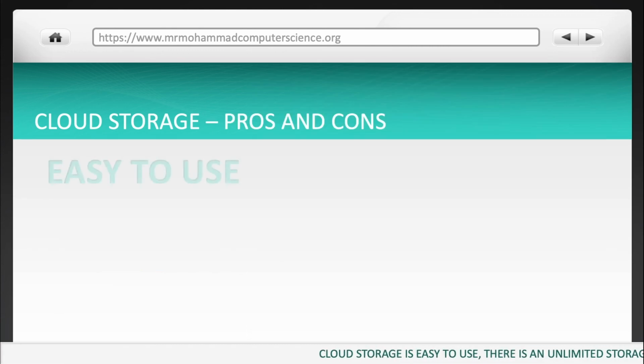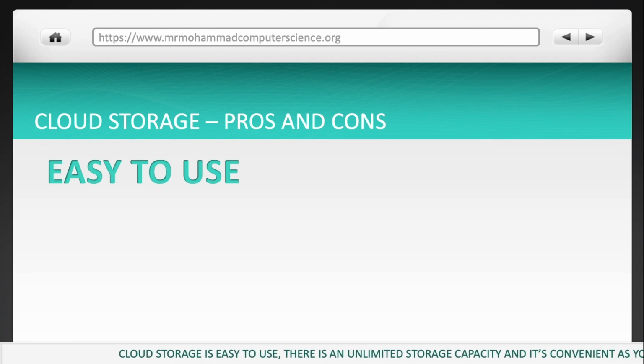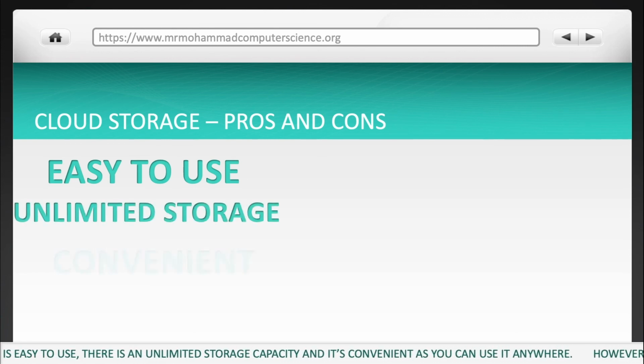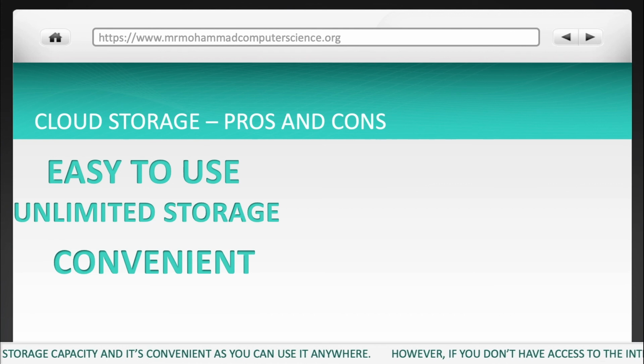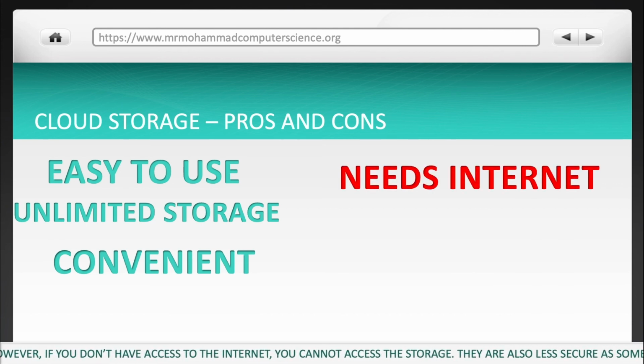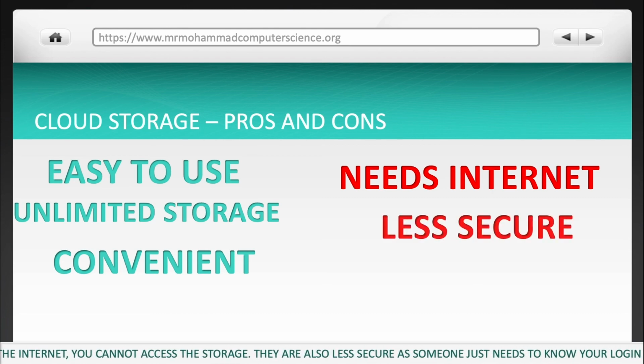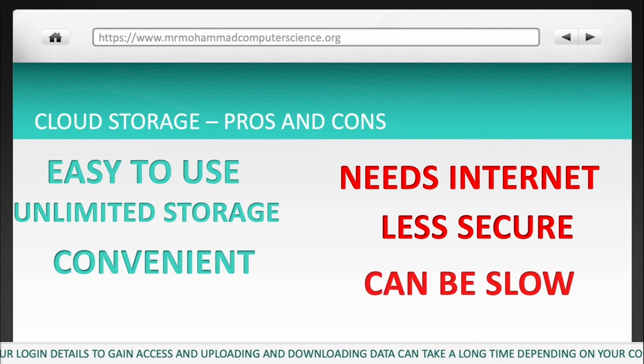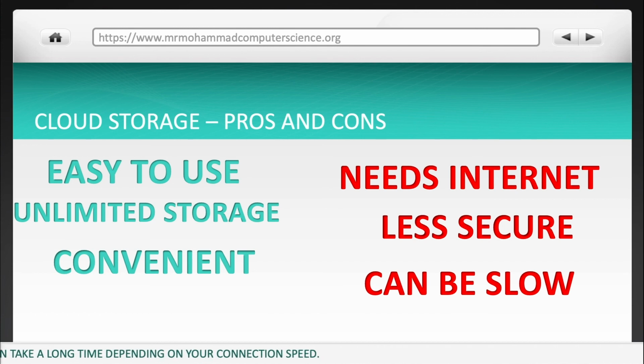Cloud storage is easy to use. There is an unlimited storage capacity and it's convenient as you can use it anywhere. However, if you don't have access to the internet, you cannot access the storage. They are also less secure as someone just needs to know your login details to gain access, and uploading and downloading data can take a long time depending on your connection speed.